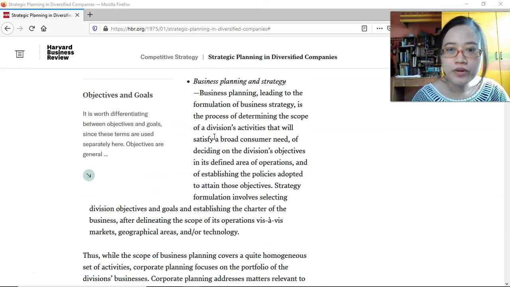determining the scope of the division's activities that will satisfy a broad customer need, of deciding on the division's objectives in its defined area of operations, and of establishing the policies adopted to attain those objectives. Okay, strategy formulation involves selecting division objectives and goals and establishing the charter of the business, after delineating the scope of its operations vis-a-vis markets, geographical areas, and or technology.